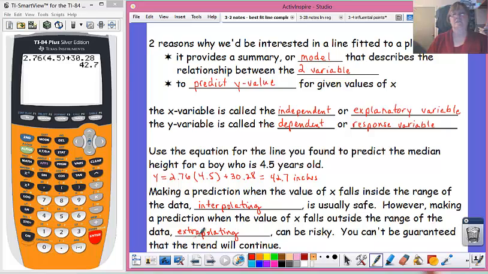If you do that, folks, say if we were going to use our line to predict the height of somebody who's, say, how about 25 years old? Okay, do we have any guarantee that we're going to continue to grow at a continuous rate of 2.76 inches per year? Probably not. Making predictions when the value of x is outside the range of the data can be a little iffy. You certainly can do it, but you can't guarantee the accuracy of those predictions if you go outside of the given range of data.